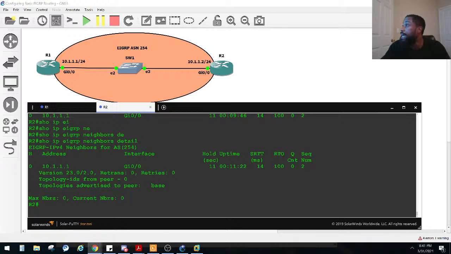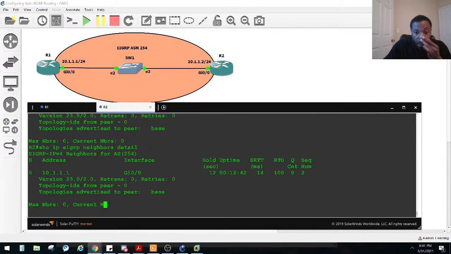SRTT. That is the, I want to say, short round trip time. What is it? Yes, smooth round trip time. Smooth round trip time is the time in milliseconds for a packet to be sent to a neighboring router and for the acknowledgement of that packet to come back to the local router. So when he sends a packet and it comes back, that's how long it took. 14 milliseconds for it to come back. And I think it sticks that way.